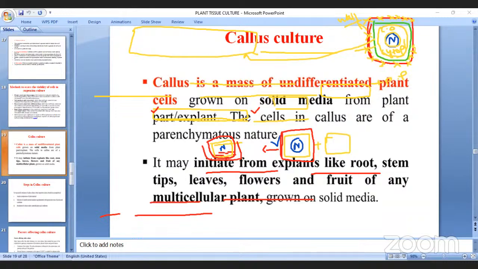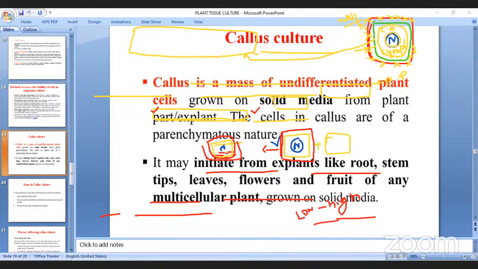You remember, water always moves from low concentration to high concentration. Now tell me, where is the low concentration? I already told you, low concentration is in the cell, and high concentration is in the beaker solution. Due to this, water from the cell cytoplasm goes out. As a result, what happened?